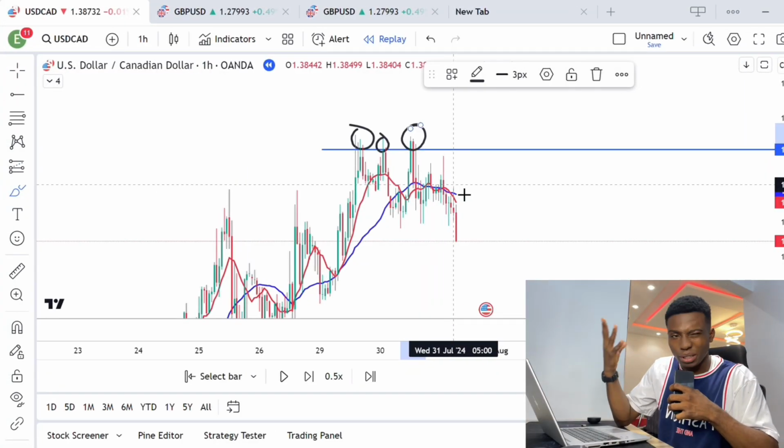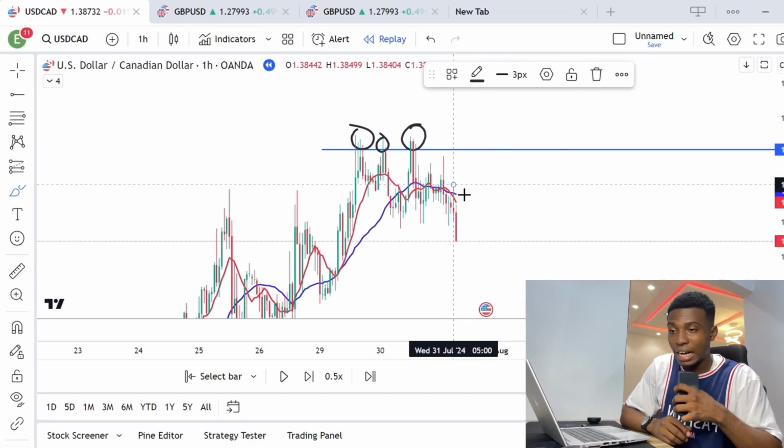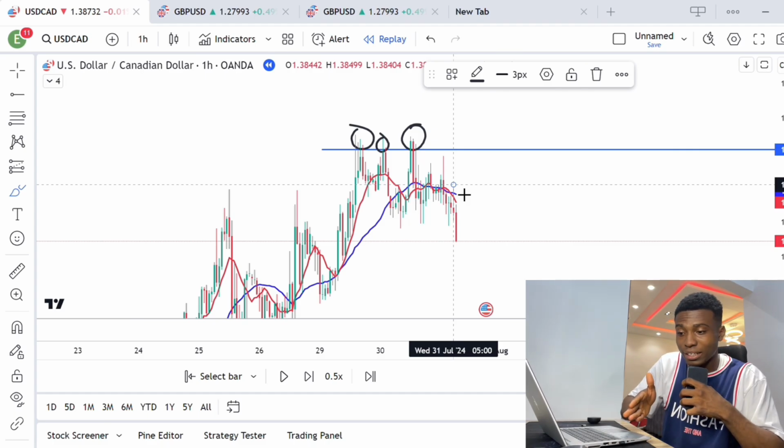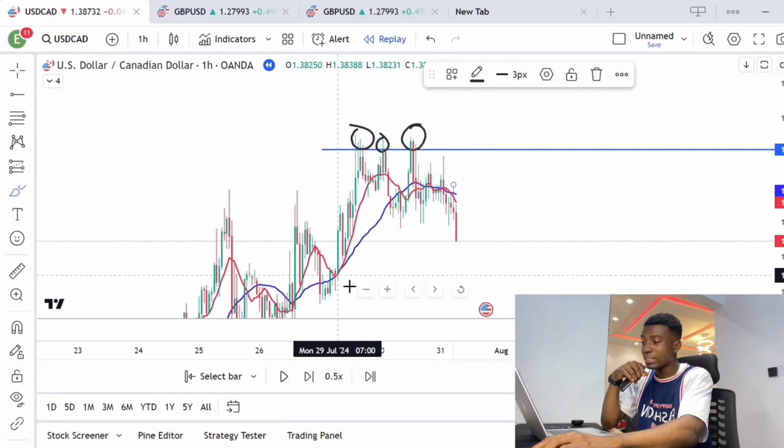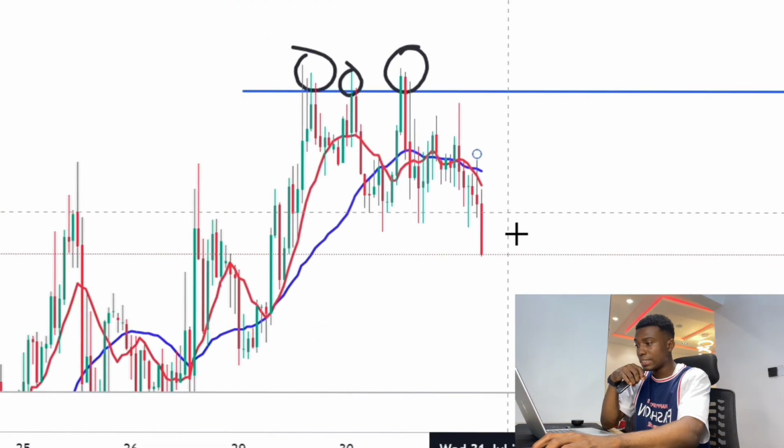Now let me give you guys this analogy. Just put this as an imagination. Imagine you were driving a car and you saw a roadblock. You drive and you hit the roadblock, the car didn't pass through. You drive and you hit the roadblock again, the car didn't pass through. So what will you do? You turn to the next direction. So this was basically what was happening in this area of the market.